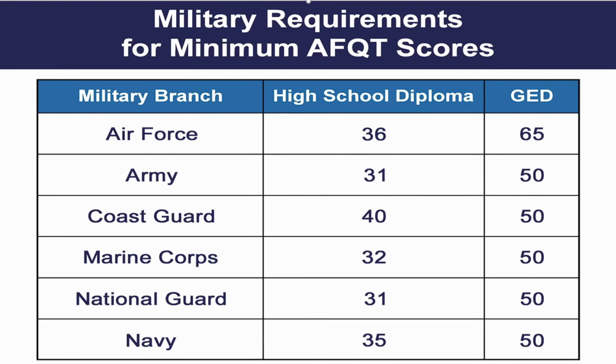As far as the minimum AFQT scores go, you can see that they are different for each branch, and what's more, they're different depending on your level of education. So for example, if you have a GED and you want to join the Air Force, you need to have an AFQT score of 65 or greater. Now, this information may not be the most up-to-date, so if you have any questions whatsoever about the current requirements to join the military, the best person to ask would be your local recruiter, and you should be able to find their contact information pretty easily online.